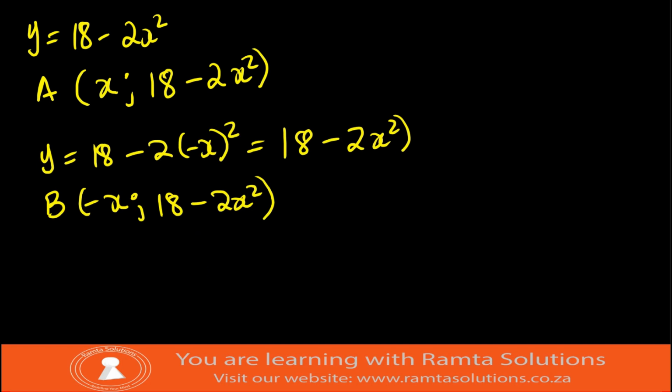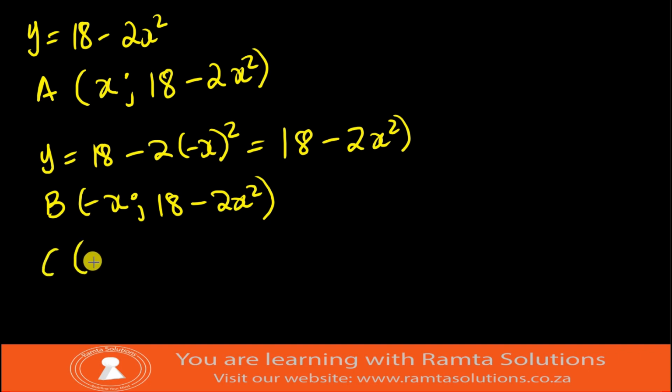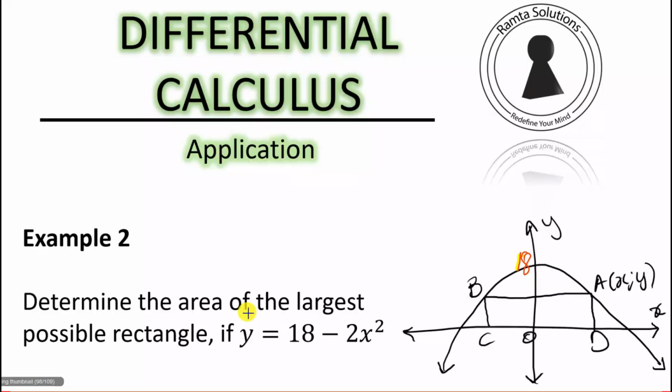Okay? Now, in the same way, we can find the coordinates of point C and point D. As you can see, these are x-intercepts and they are on the same line. So point C will be negative x and 0, while point D will be x and 0. Let's go back and confirm. Yes, they are. Okay, so we are looking for the area of the largest possible rectangle. Right? We are looking for the area of the largest possible rectangle.